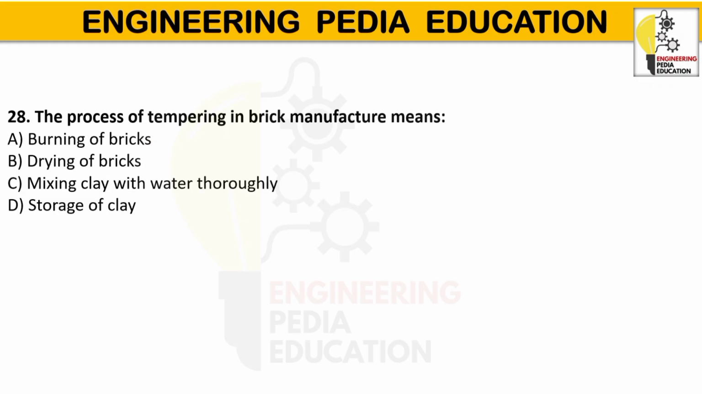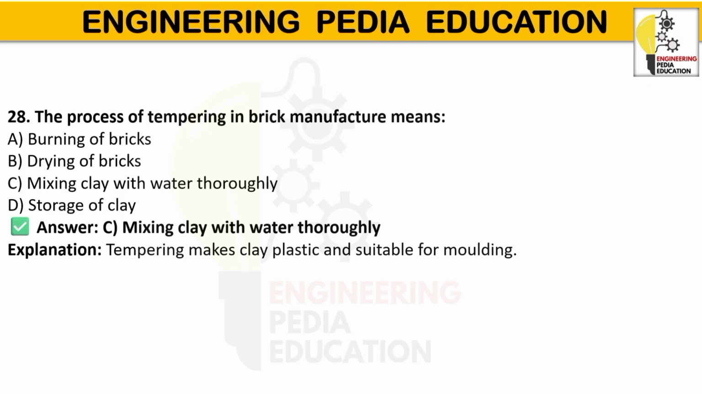The process of tempering in brick manufacture means: burning of brick, drying of brick, mixing clay with water thoroughly, or storage of clay. So the correct answer is mixing clay with water thoroughly. Tempering makes clay plastic and suitable for molding. For perfect molding, tempering is done, that is mixing clay with water.